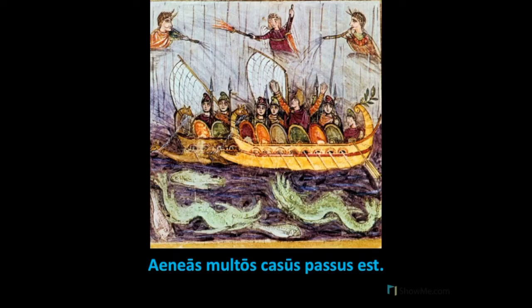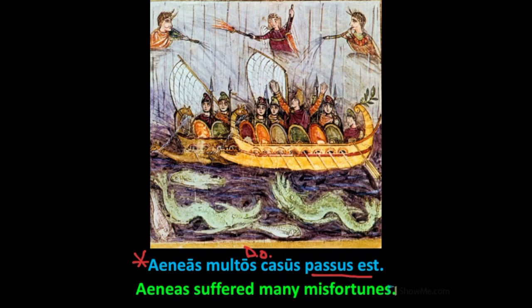In this example, we see Aeneas before he arrives at Carthage. Before Aeneas arrived at Carthage, sailing across the sea, he encountered many hardships, including a storm, like the one in this picture here, which destroyed some of his ships. In our example here, Aeneas is the subject, passus est is our verb. Notice how that is a perfect passive form. And multos casus is our direct object. Remember that casus is the Latin word for misfortune. So we translate this as, Aeneas suffered many misfortunes.